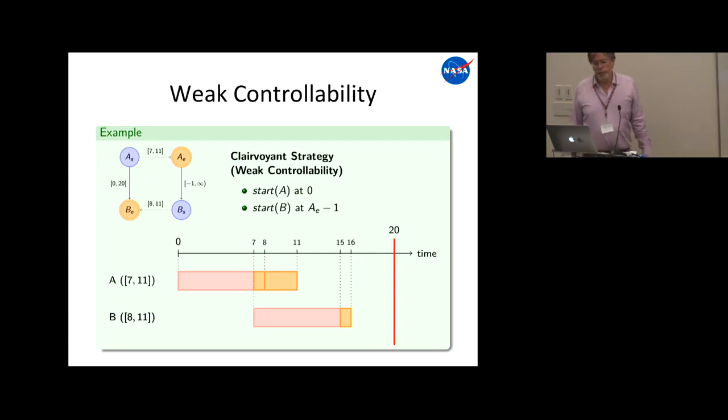Okay. Weak controllability, which is less interesting usually in the literature, is because here's a clairvoyant strategy that establishes weak controllability. So I'm going to start A at 0, and I'm going to start B at whatever nature decides to end A minus 1. So that means that you know what A is doing before it happens. You know what nature is doing before it happens. You know when A ends before it happens because you're scheduling before the observation. But this works, and therefore it confirms that this is a weakly controllable network.